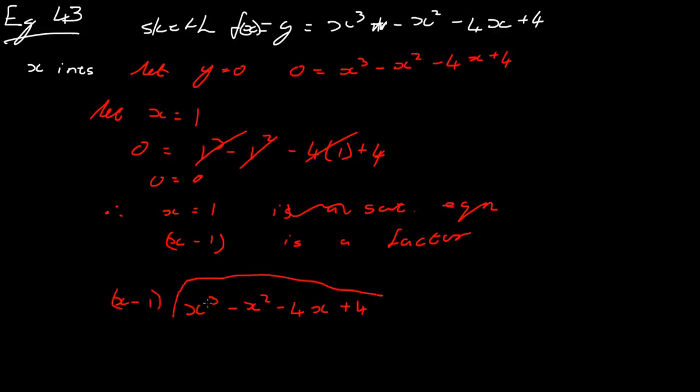So x goes into x cubed, x squared times. Now that I'm doing this, I do remember we have covered it in one of our videos. X squared times x is x cubed. X squared times minus 1 is minus x squared. Swap the signs and add them. So we get x cubed minus x cubed is 0, and minus x squared plus x squared is 0. Then we bring this one down: minus 4x, plus 4.